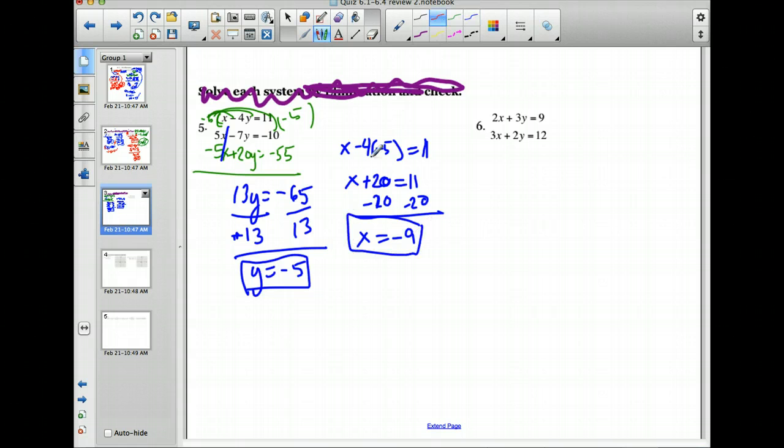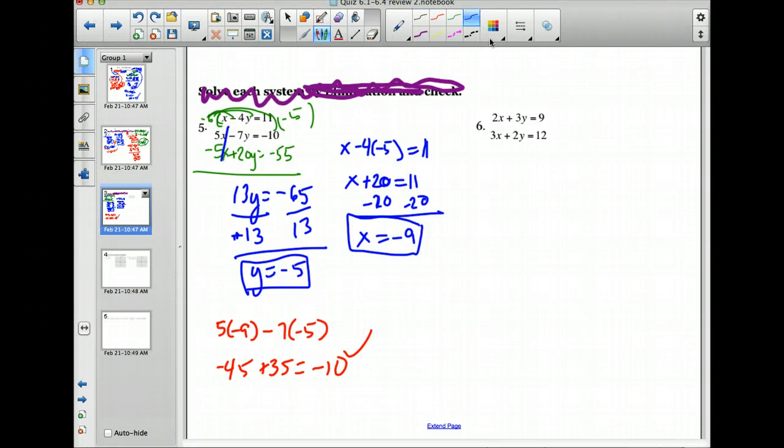Now we check our answer to be sure we did it correctly, so I plug it into the other one. 5 times negative 9 minus 7 times negative 5. It's going to be negative 45. Negative times a negative is a positive 35 equals negative 10. So it works. Good. Did it right.